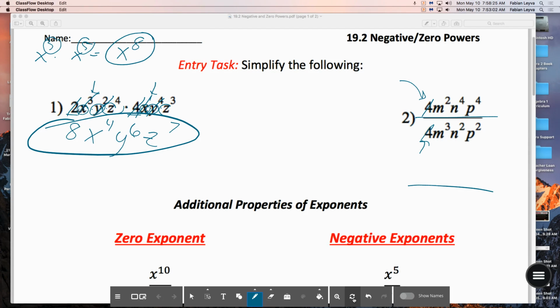Now, let's do a review back. When you divide 2 like bases, what do you do to their exponents? Because we know when we multiply, we add them. How about divide? What do we do?